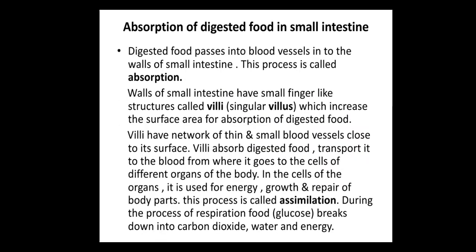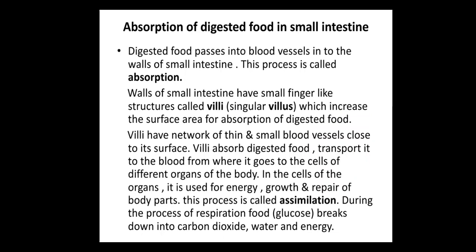Now, in the walls of the small intestine, the absorption of the food also takes place. Now, let us understand how. Digested food passes into the blood vessels in the walls of small intestine. This process is called absorption. Walls of small intestine have small finger-like structures called villi, which increase the surface area for the absorption of digested food. Villi have a network of thin and small blood vessels close to the surface.